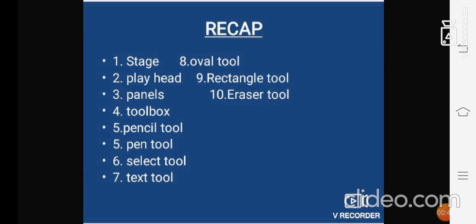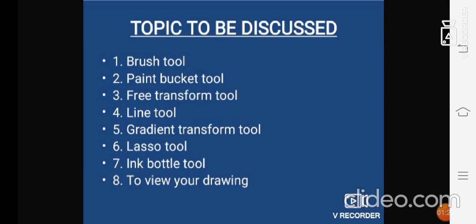Last class, these are the topics that we discussed. In the previous video, we discussed 10 topics: stage, playhead, panels, toolbox, pencil tool, pen tool, select tool, text tool, oval tool, rectangle tool and eraser tool. All these tools we learned in the previous class. In this class, this is part 3, a continuation of part 2. These are the topics that we are going to discuss in this class.